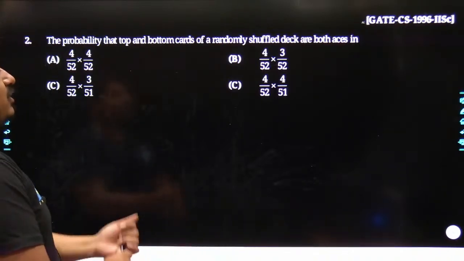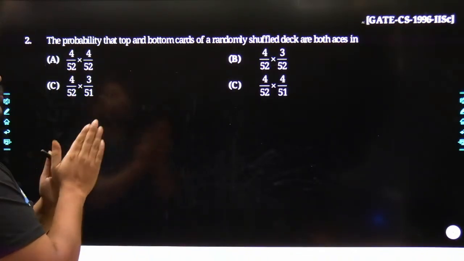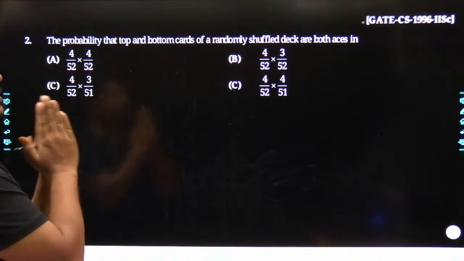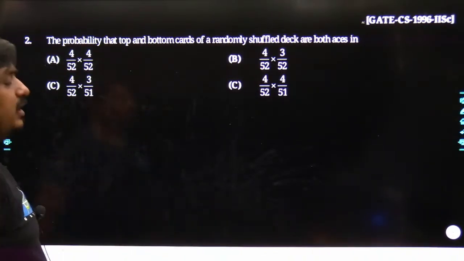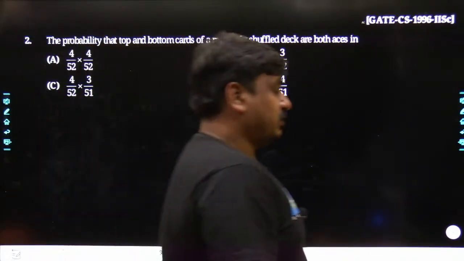So I would like to ask each one of you, what would be the perfect answer for this problem which appeared in computer science in the year 1996. The problem was framed by IISc Bangalore.